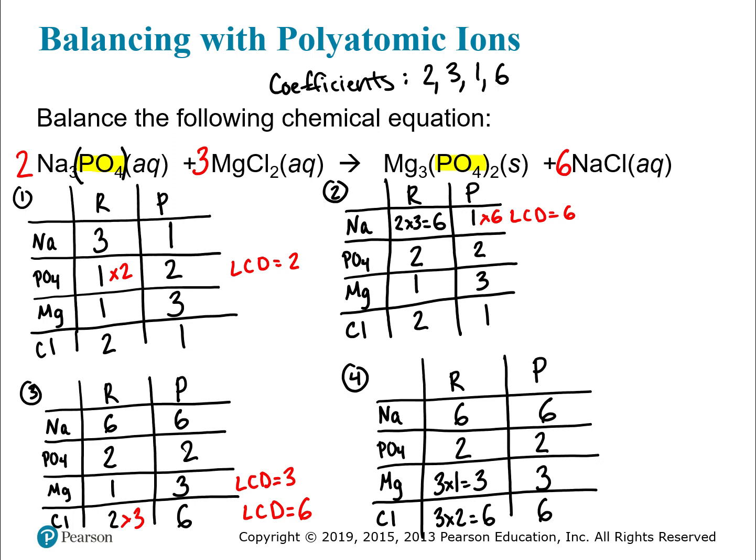I should mention here, before we move on to the next section, that all of these coefficients, they're small whole numbers. And we should also have the simplest ratios. So if I doubled this to say 4, 6, 2, and 12, yeah, that's balanced, but it's not the lowest or the smallest coefficients that you can have. So make sure that your coefficients are whole numbers and that they're as small as they can be. Can't reduce them any further.